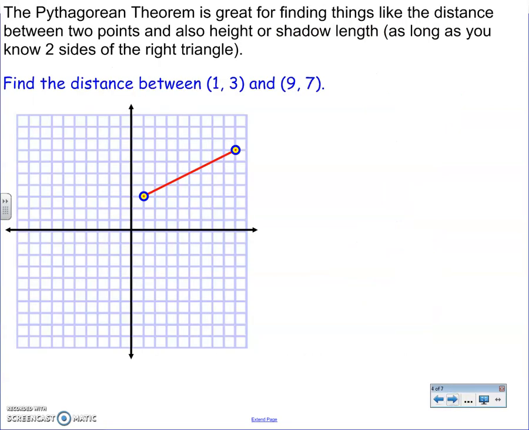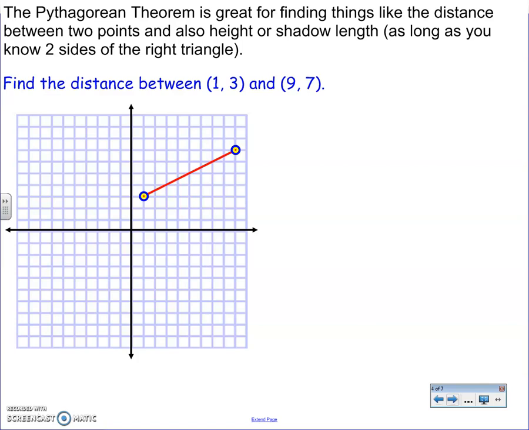Alright, the Pythagorean theorem is great for finding things like distance between 2 points and also the height or shadow length as long as you know two sides of the right triangle. So here it says find the distance between the point 1, 3 and 9, 7. So I already plotted both points on the graph. So we could do the distance formula, but it's easier to do the Pythagorean theorem. I just need to draw the right triangle.